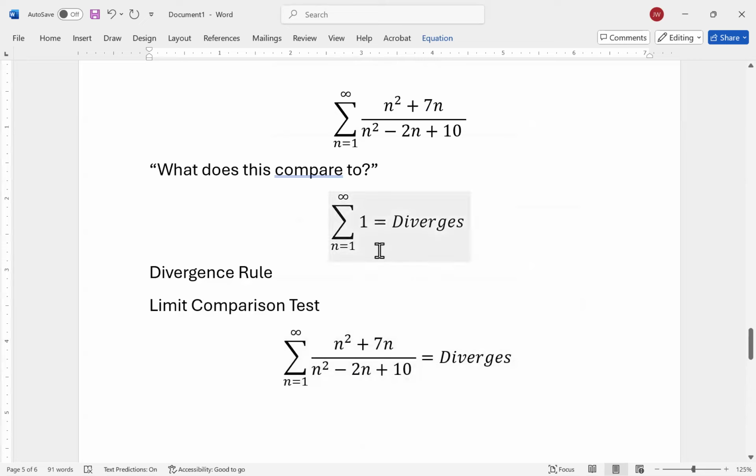I wanted to do at least one that wasn't comparing it to a P series because most of the examples we did compared to a P series because we knew that already. We knew the convergence and divergence of the P series. So this is one where the limit comparison test is to a series which is of constant numbers, adding up a bunch of constant numbers.